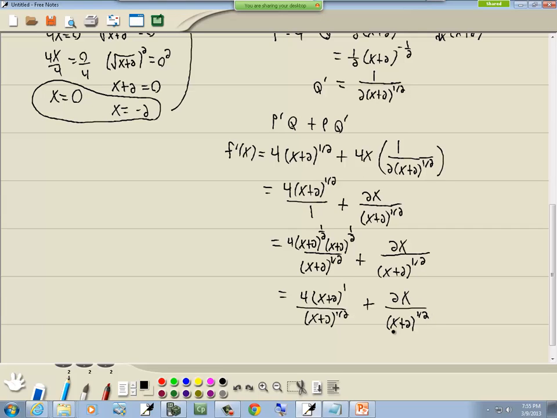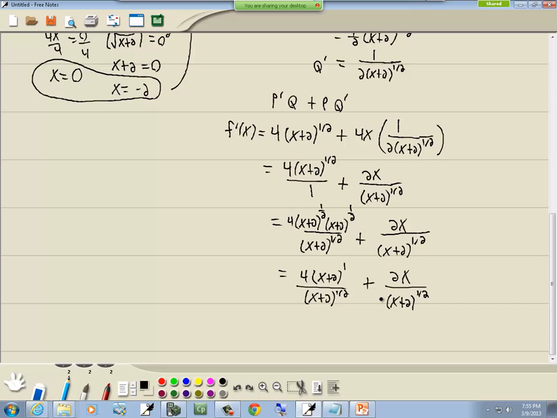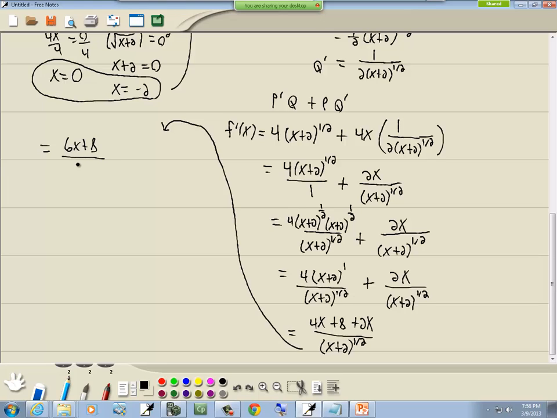Now I'm going to go ahead and merge them into a single fraction here. And I'll go ahead and multiply it through. 4 times x is 4x. 4 times 2 is 8. Plus 2x all over x plus 2 to the 1/2. Which gives us 6x plus 8 over x plus 2 to the 1/2.